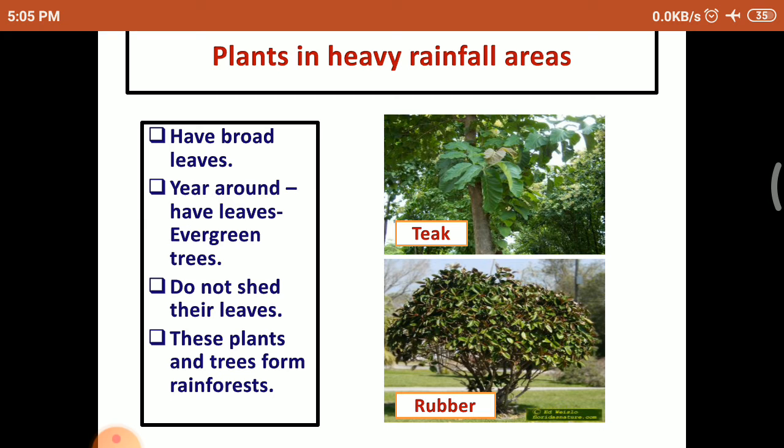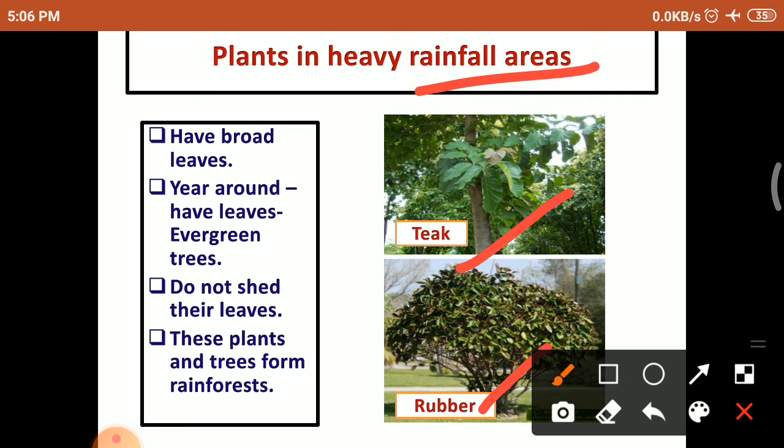These plants have leaves all year. Due to that, these plants are called evergreen plants, and they do not shed their leaves. In a plain area, we know that a neem tree sheds its leaves once a year. But in a rainfall area, the teak or rubber plant does not shed its leaves. It always has leaves on it. Due to that, we can say these plants are called evergreen plants. They always look green. And these plants and trees form a rainforest. So this type of plant forms the rainforest.